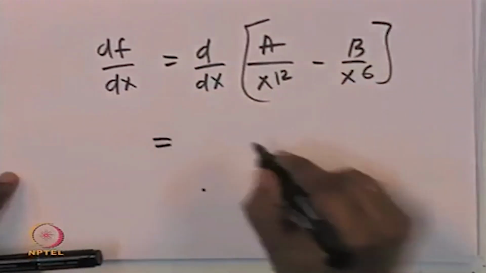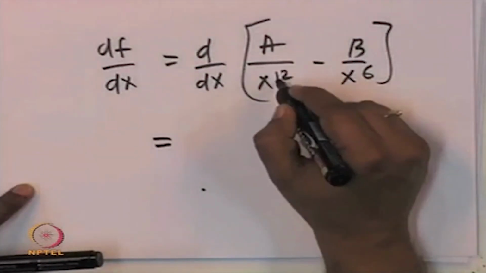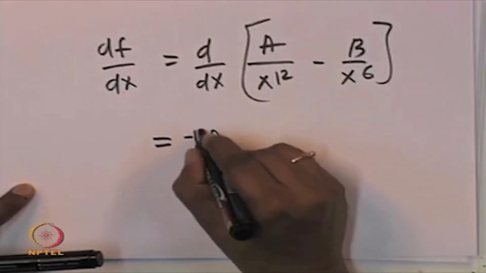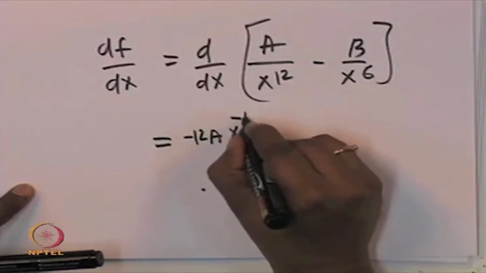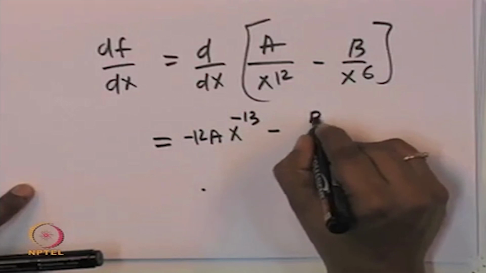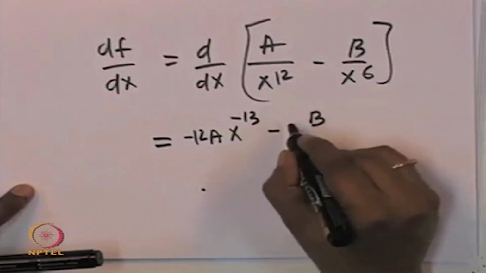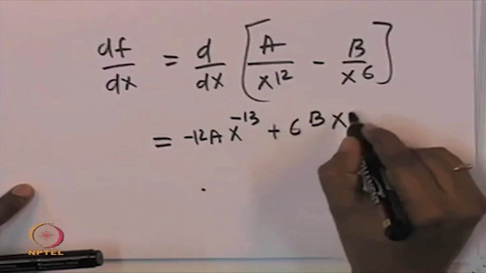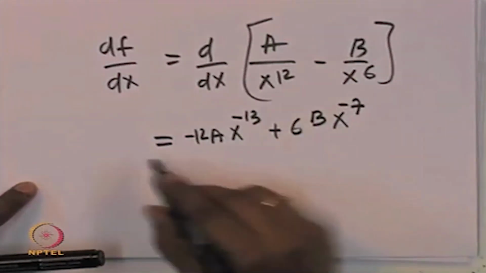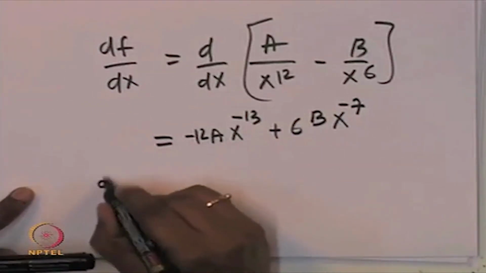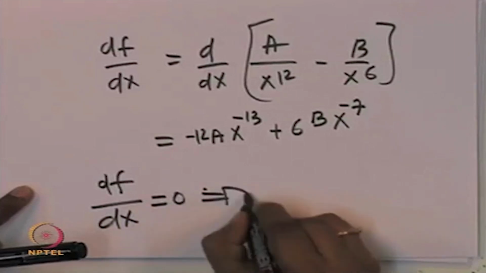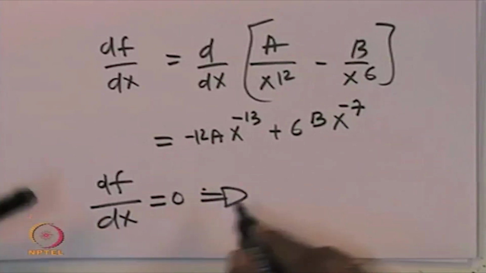So, I will quickly do this. The derivative of this is a into minus 12 x power minus 13, minus b by this, which is plus 6 x power minus 7. So, this is the derivative, and df by dx equal to 0. We want to find the derivative and equate it to 0.